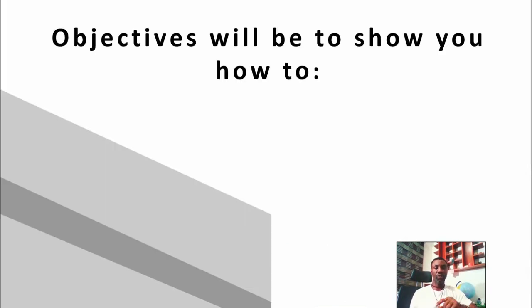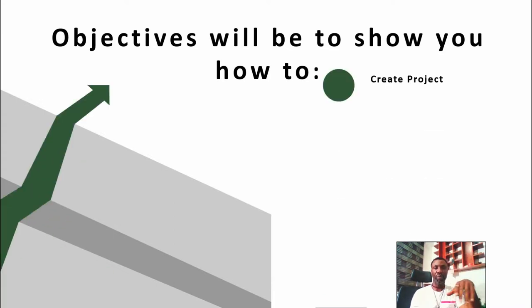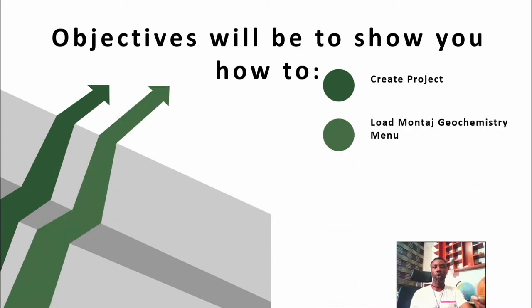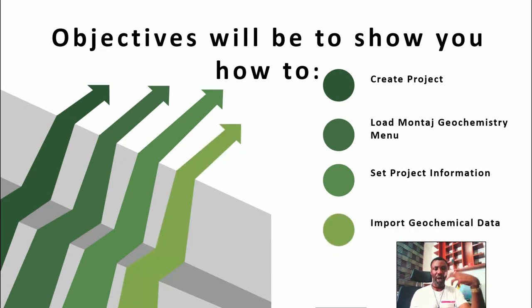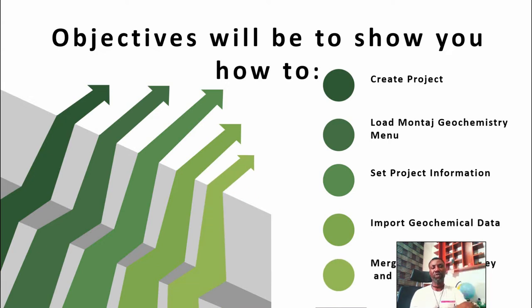The objective today is five objectives. One, we're going to show you how to create projects using this application. Two, we're going to be loading the Montaj Geochemistry menu and show you how to load it. Three, we're going to set project information on every project we load in today. Four, how to import geochemical data. And five, finally, we're going to merge those data and verify the survey data and assay data. This is what we're going to cover in this particular video.